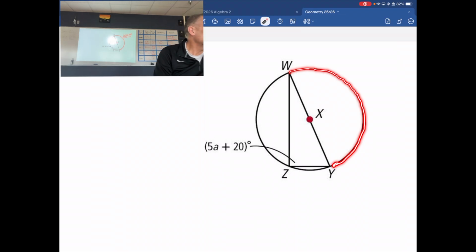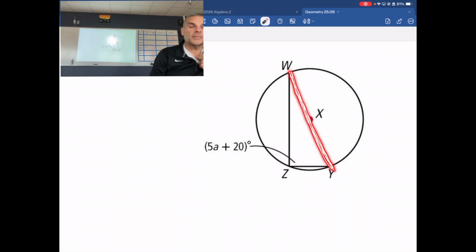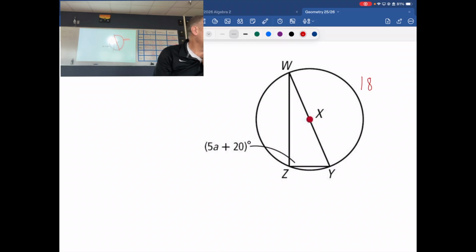Doesn't really help us. Well, let's look at this WY. What do we call WY? A diameter? It's a diameter, right? So if that's a diameter, what's this arc? How many degrees is this arc? 180. So we know this arc has to be 180 degrees, because WY is a diameter, and a diameter has to be 180. So I know that arc has to be 180 degrees. So let's pretend I don't know this.